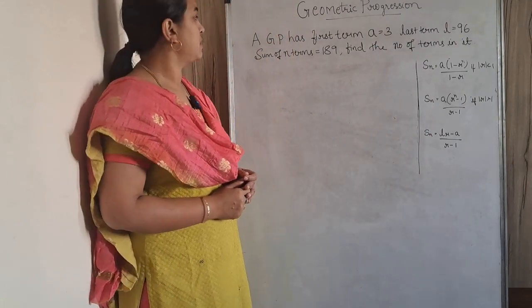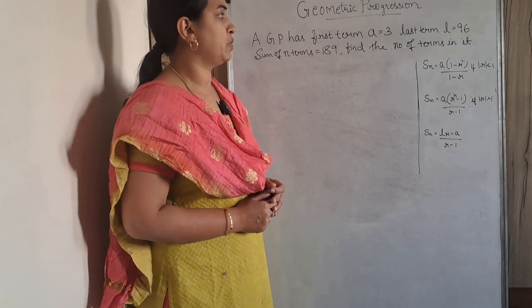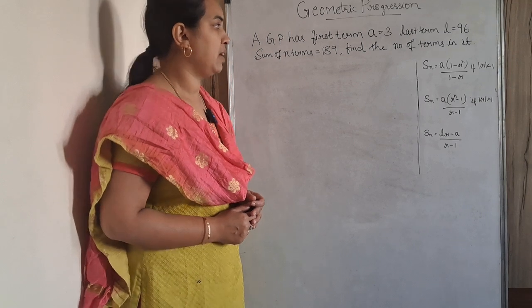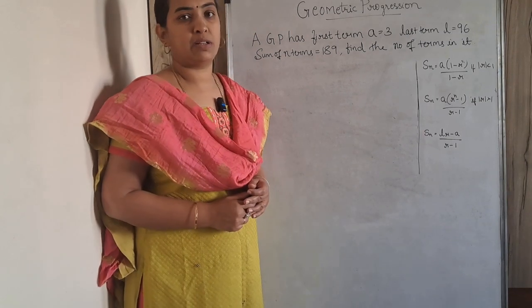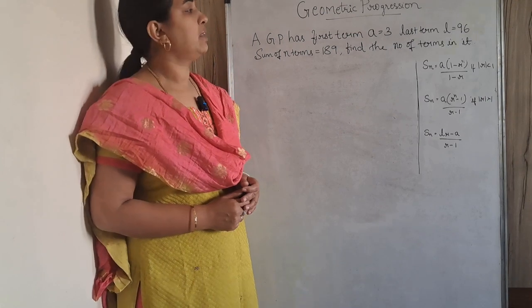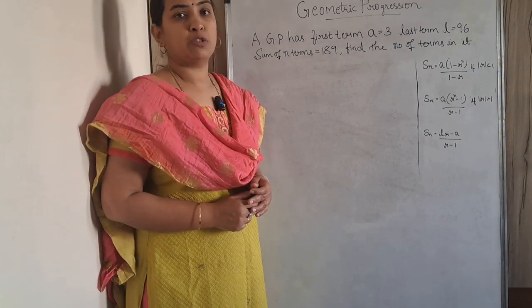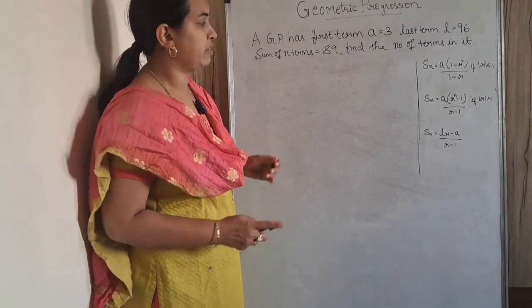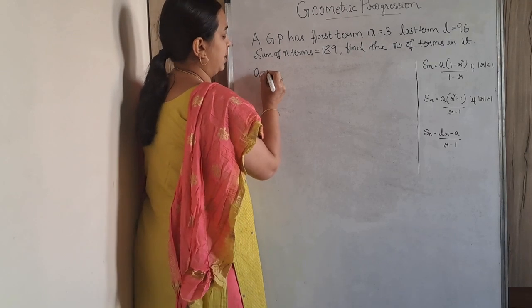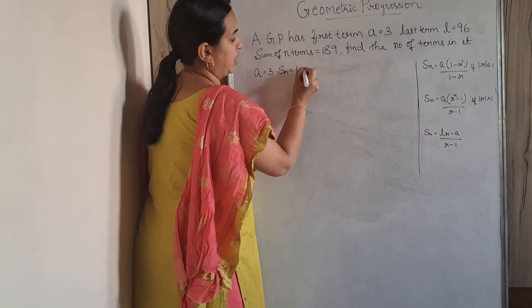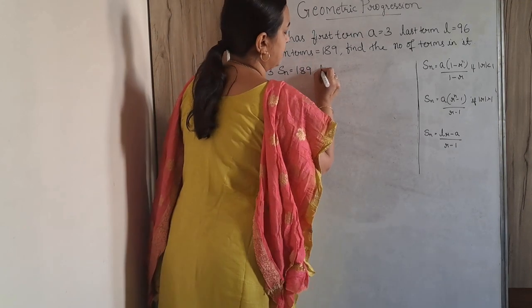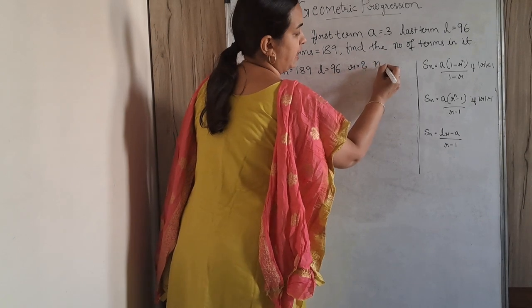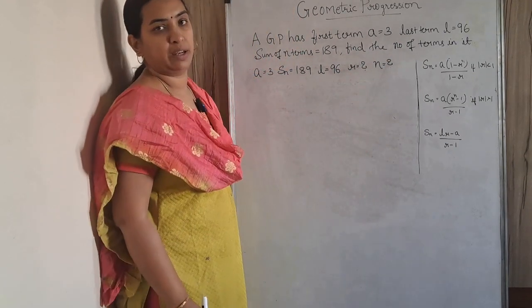So the next problem is a GP has first term A is equal to 3, last term L is equal to 96, sum of n terms is 189. Find the number of terms in it. They have asked us to find the value of n and they have not even given the value of r. So we need to find out the value of r and n here. So let us write down the given data first. So given A is equal to 3, Sn is equal to 189. Okay, and last term is 96. We need to find the value of r and we need to find the value of n.